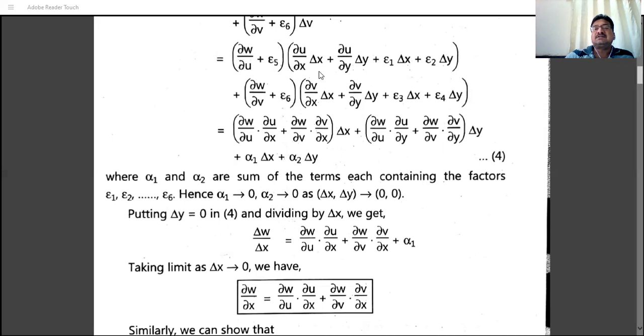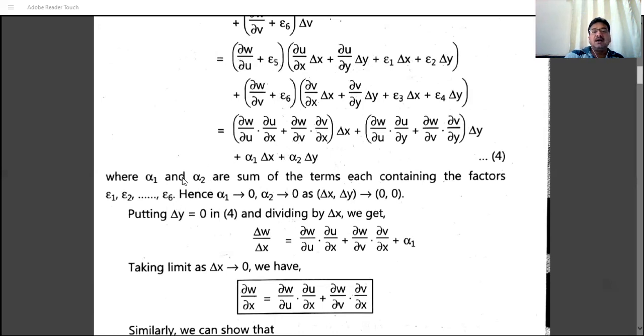This into this contains epsilon 1. Then this into this contains epsilon 2. This into this contains epsilon 5. This into this contains epsilon 5. This into this contains epsilon 1 and epsilon 5. So the remaining terms contain one of the epsilon 1 to epsilon 6, at least one of the epsilon 1 to epsilon 6.